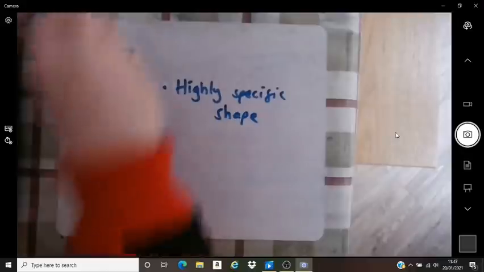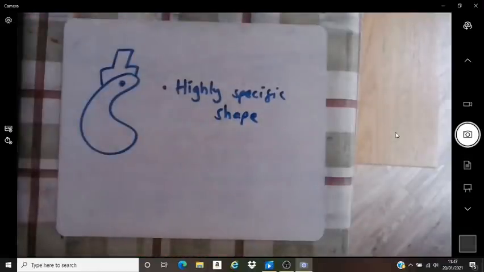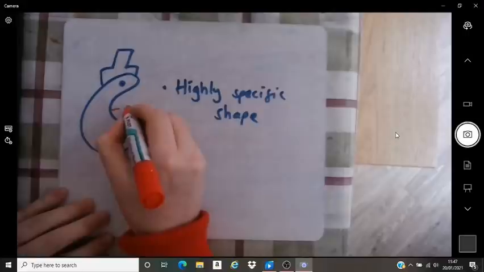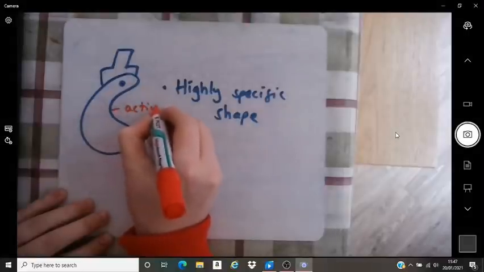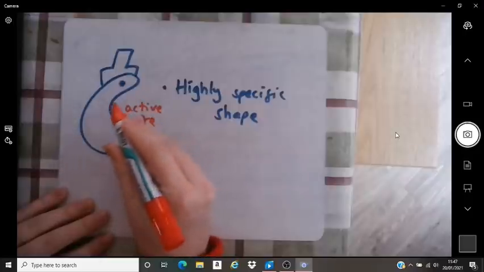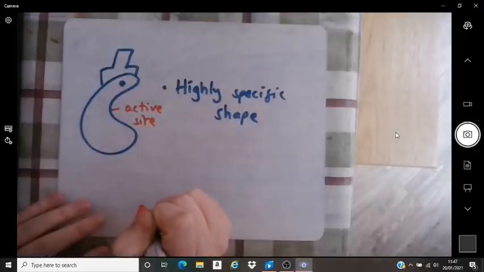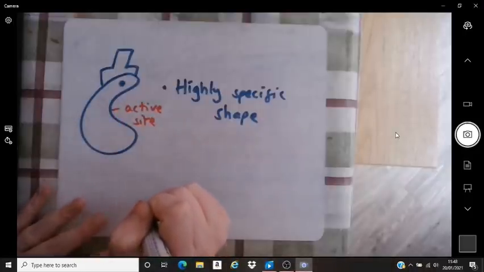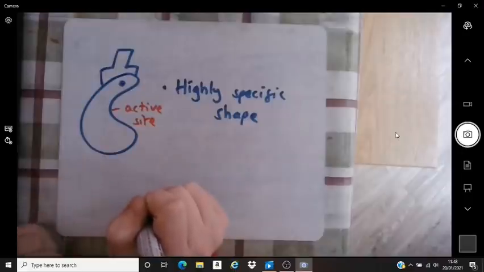In particular, the shape of what I've drawn as like a mouthpiece, but it's actually known as an active site. And the active site is the most important part of our enzyme, because it is in the active site where every single chemical reaction in living things occurs.